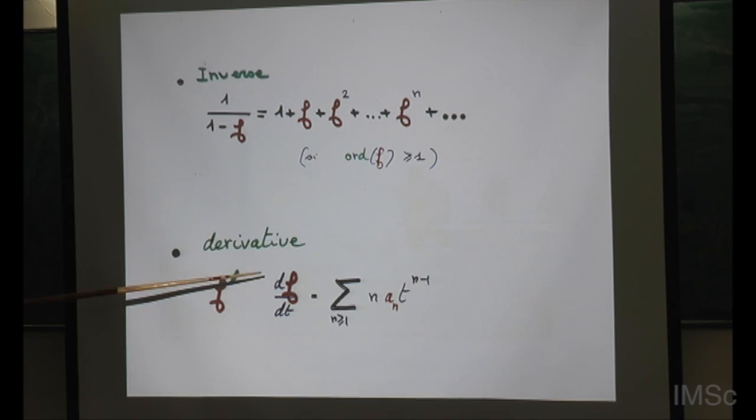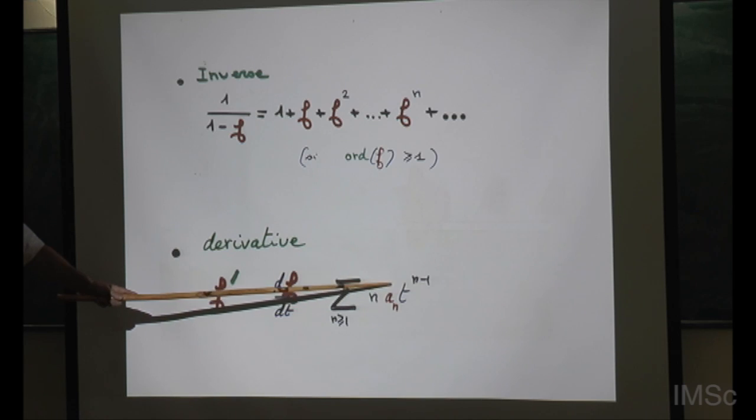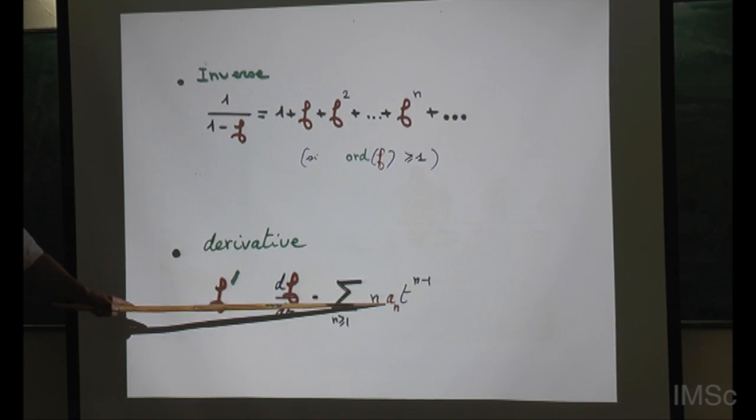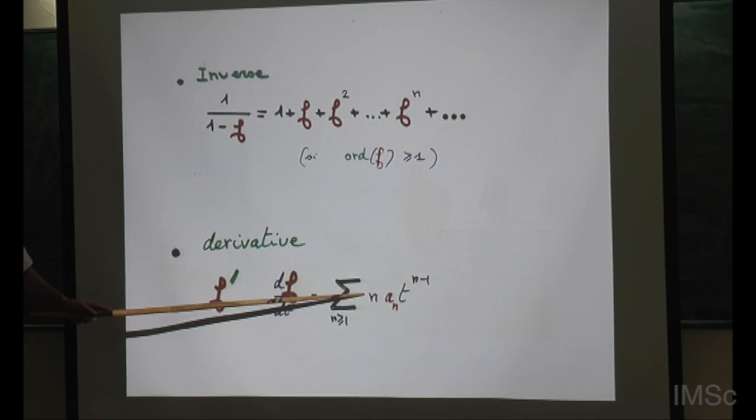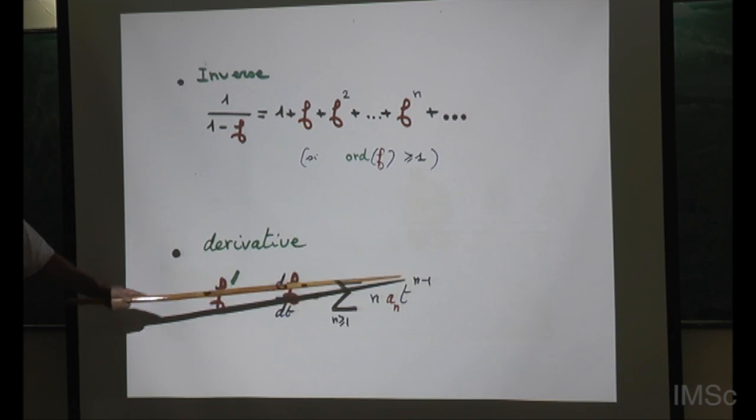Another operation is the derivative of a power series. The derivative is just f prime or df, so you just differentiate term by term. So you have a_n t power n, which means n times a_n t power n minus 1.